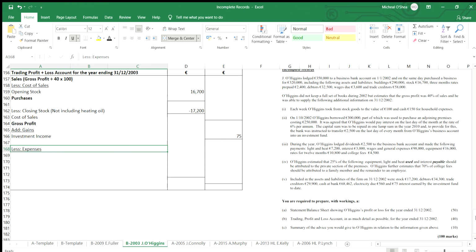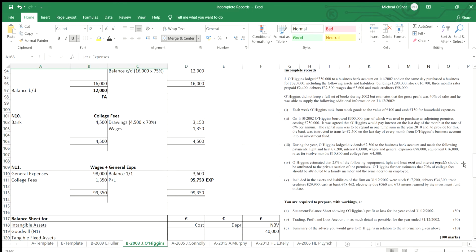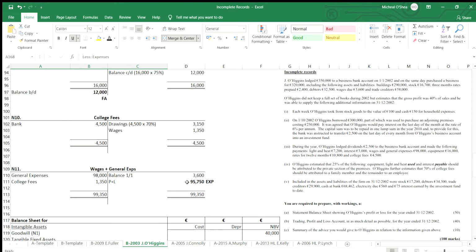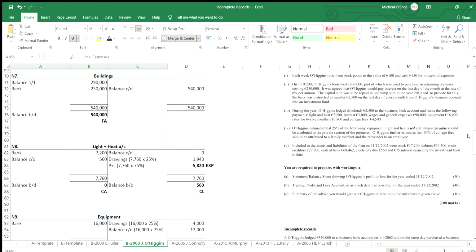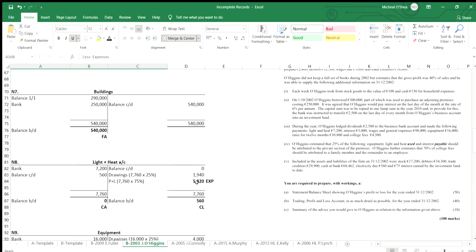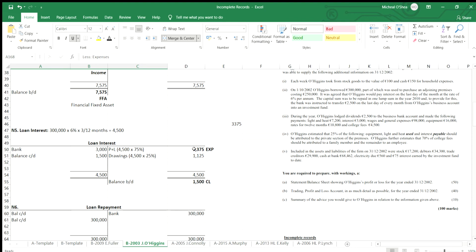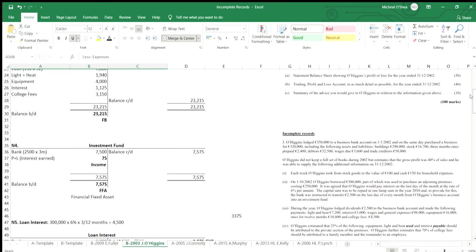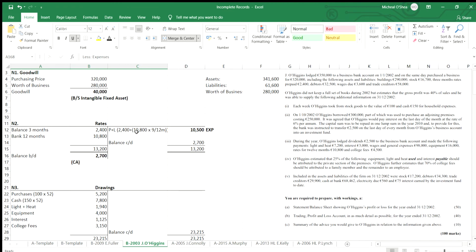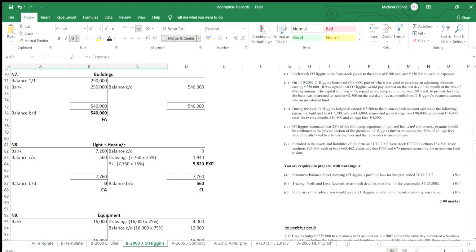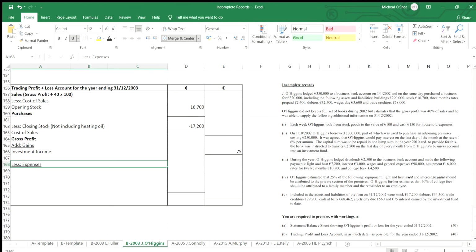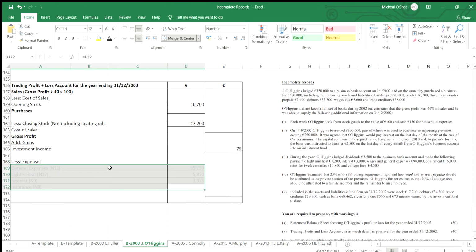As normal, I look through my question and look through my notes here to find anything on the credit side. That's my P&L figure. And I have one here for wages, 95,750. I have another one here for light and heat, 5,820. I'm going to have another one up here for loan interest, 3,375. I should have one more up here for rates for 10,500. So those four figures were all on the credit side. They're all expense figures, and I know all of them. So I can include all of them under expenses, put all the figures in, and they're all my expenses.